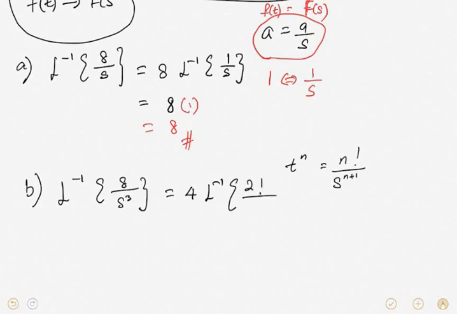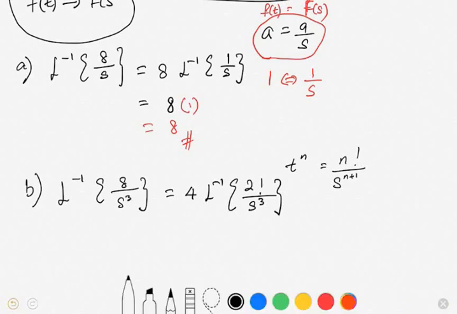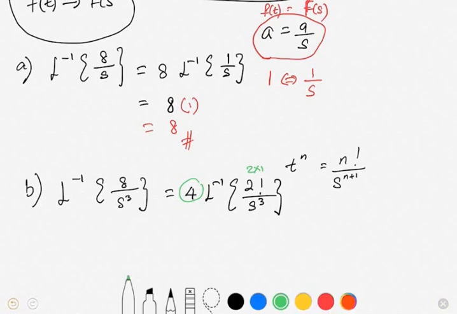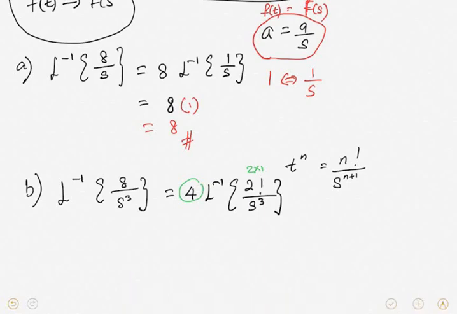And 2 factorial means 2 times 1. So from here we know that the answer, if we factorize it out, there is a 4. 4 times 2 is equal to 8. So this answer will be 4 t to the power of 2.